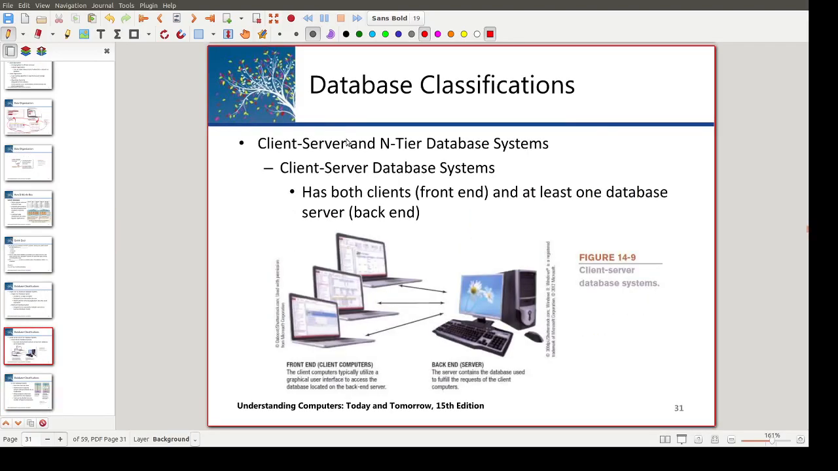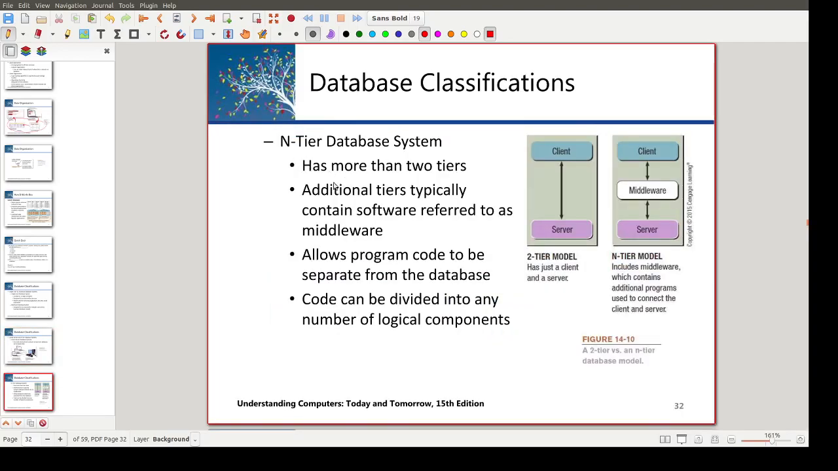So this is the client server, and we also have the n-tier database systems. The n-tier database system has more than 2 tiers. A 2-tier model is called the client-server model. If I asked you what a two-tier model is, it is the client-server model. The n-tier model has more than 2 tiers. There might be more tiers in the middle. We call them middleware. Additional tiers typically contain software referred to as middleware. It allows program code to be separate from the database because they are now managed by the middleware, and the code can be divided into any number of logical components.